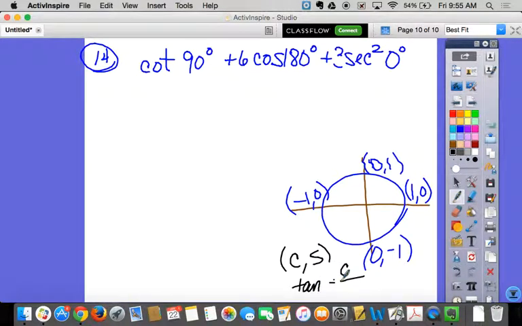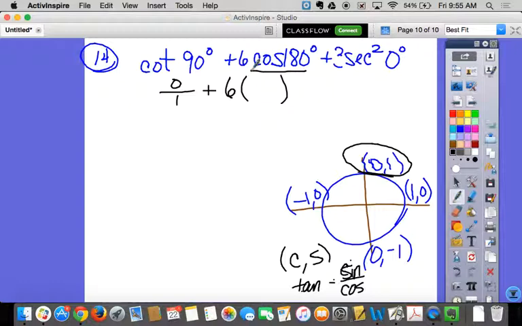Remember, tangent is sine over cosine. So, if you're doing cotangent of 90, come up here, 90 degrees, and if you're doing cotangent, remember you want cosine up top. So do cosine's value over sine's value. Well, cosine is 0 and sine is 1. Okay, come to the next part. Bring down your 6. Now, cosine of 180. That's not too bad. Come over here to 180, grab your cosine value. Pop him in.